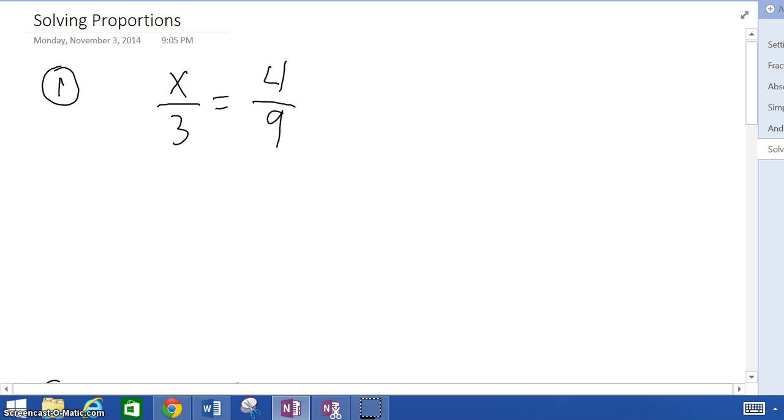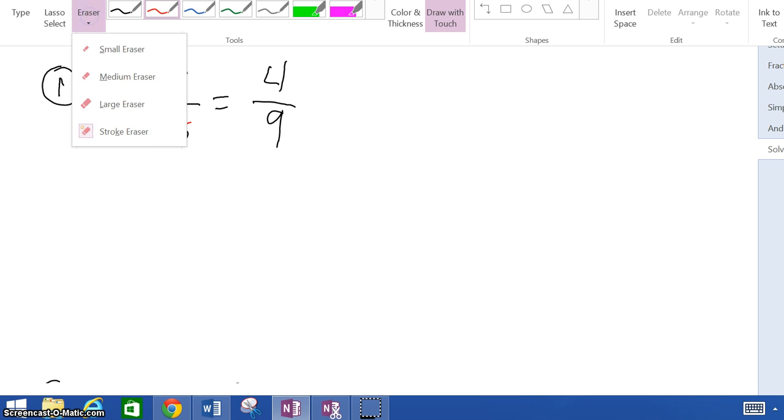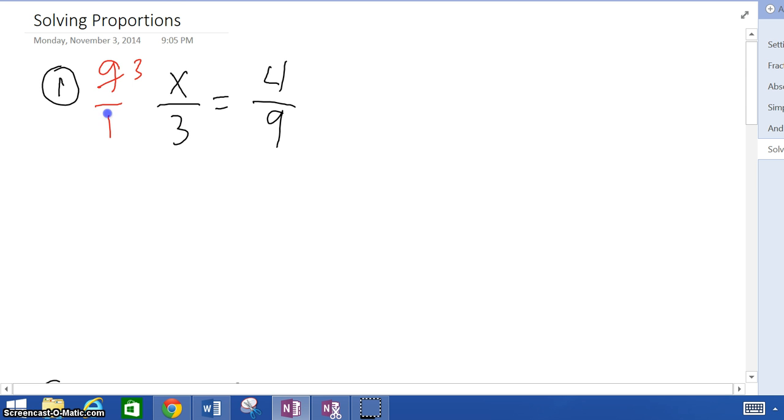So I don't have to multiply by 9, because think ahead. If I multiply by 9, I'm going to have 3x. Does that help me to get x by itself? Not really. But if I want to get x by itself, all I need to do is get rid of the 3.